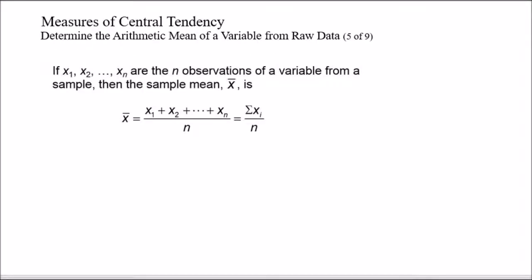And to calculate the sample mean, we're going to use the same approach. So if we have n observations in our sample, then x bar is going to be equal to adding all of the observations in our sample and dividing that by the number of observations.